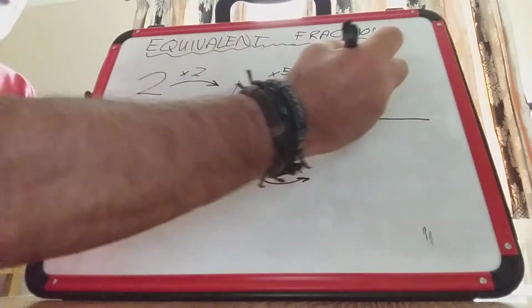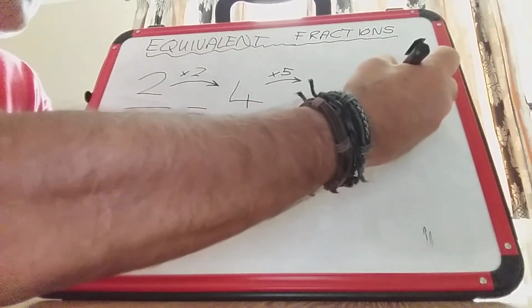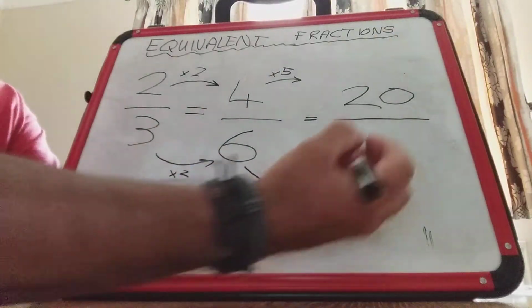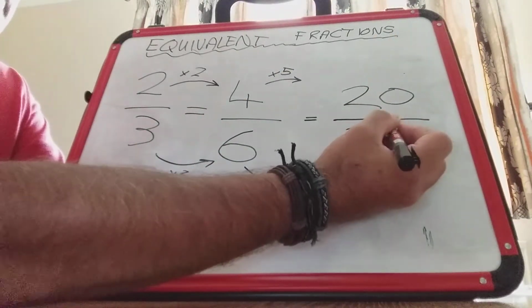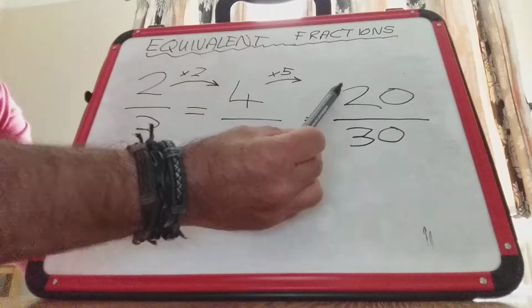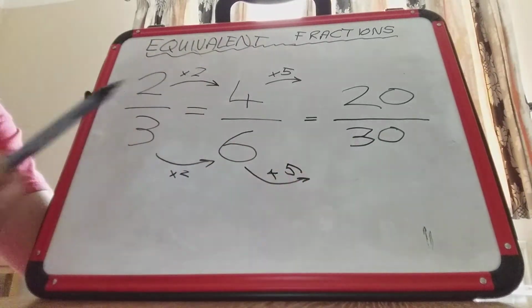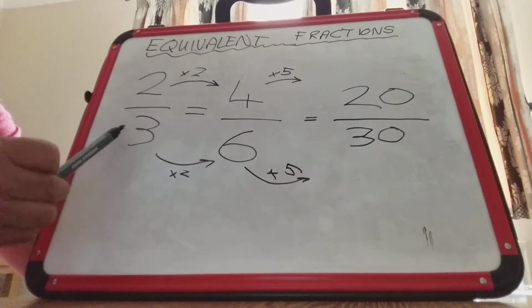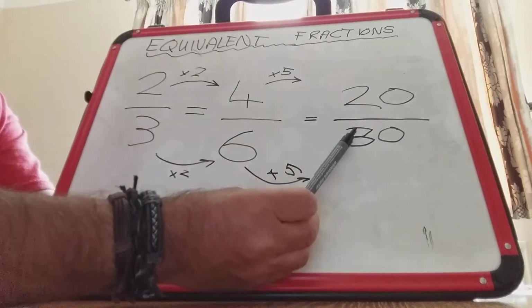So 4 5s are 20. Okay, and then 6 5s are 30. So this tells us that 4/6 equals 20/30. But it also tells us that 2/3 is 20/30.